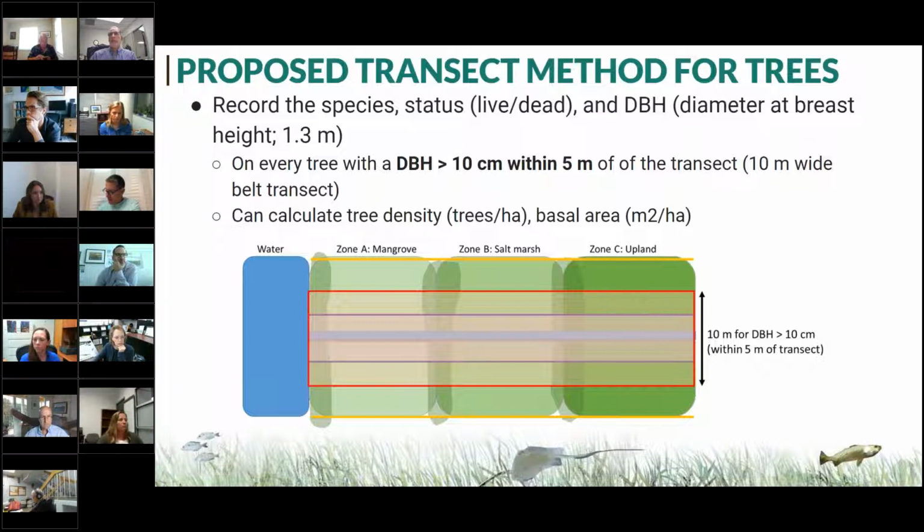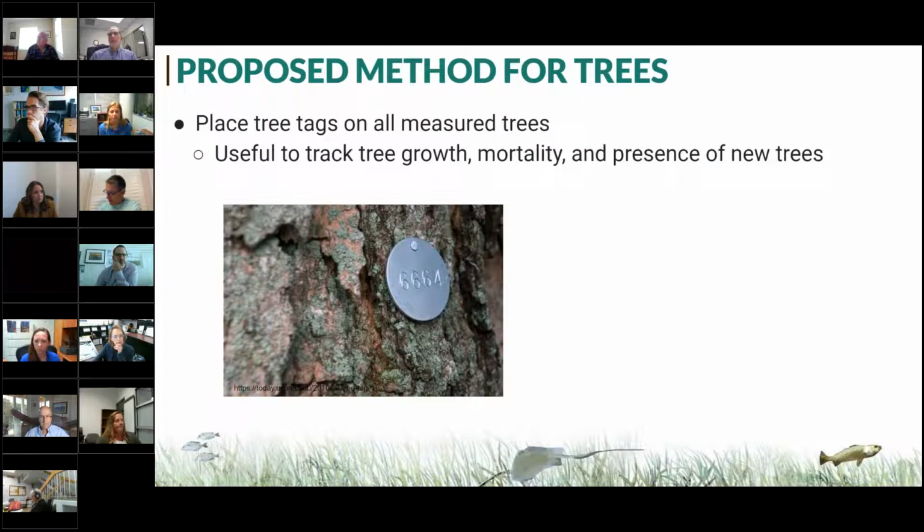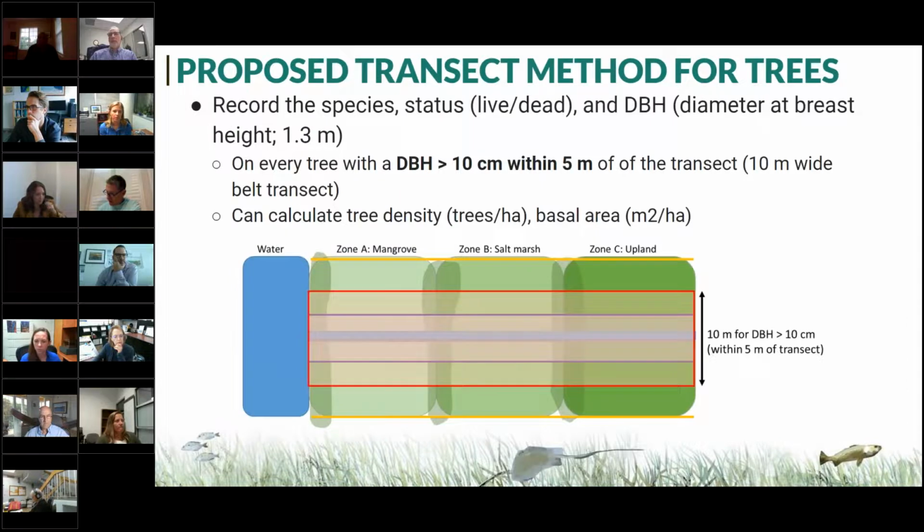Using the measurements from these 3 belt transects, we'll be able to calculate the same metrics that we were calculating for PCQ: tree density, species specific trees per hectare, and also species specific basal area. So we're not only measuring the diameter, we're also measuring whether the tree is live or dead, and recording the species of the tree. Yes, you can go ahead, next slide.